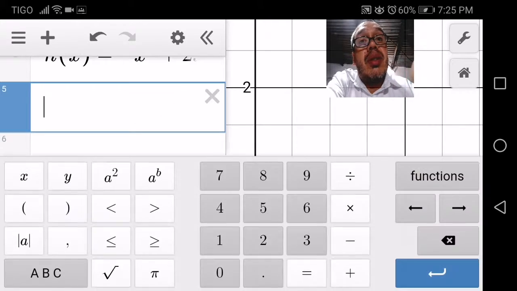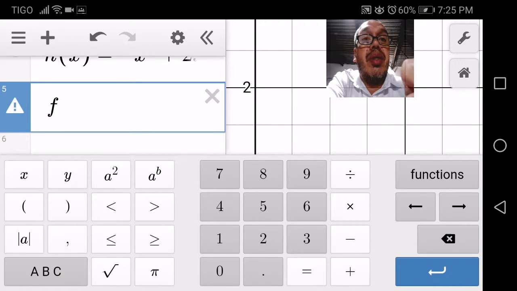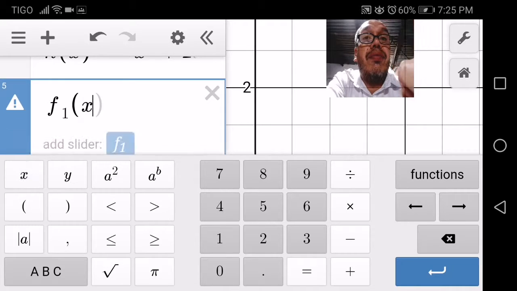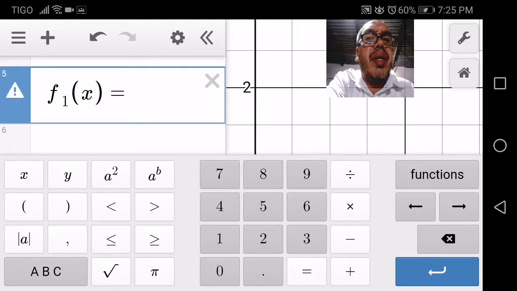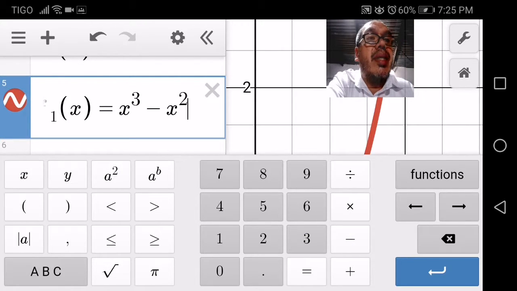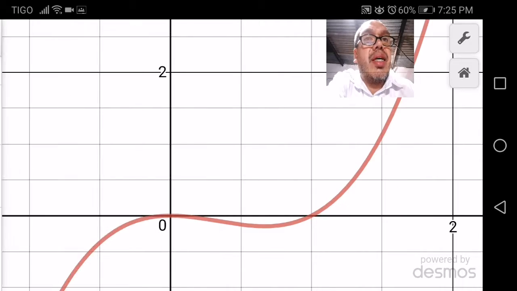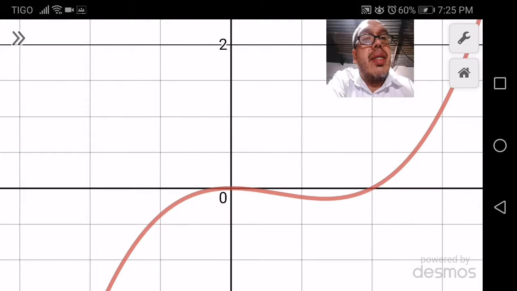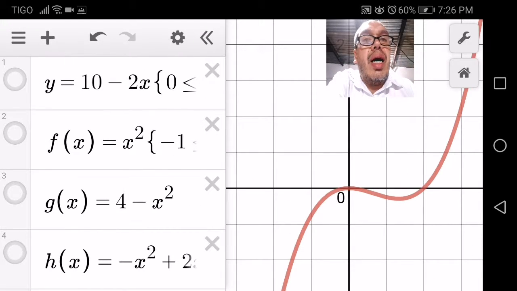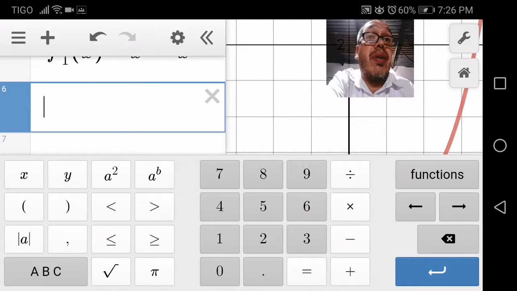Finally, you can also draw. Let's use now a number like this. You can use f1 of x, and you can draw functions that are a little more complicated. Like for example, you can draw a function like x to the third power minus x squared, and you get something weird like this. Look at the shape of that thing. Looks like a little snake. That's your function. And that's how you usually work with any type of function.